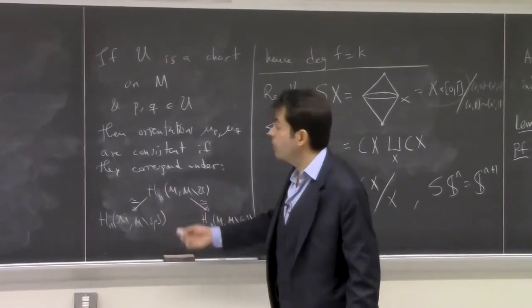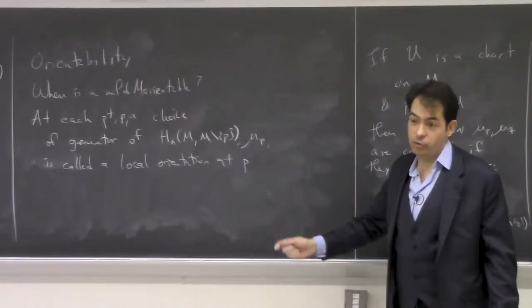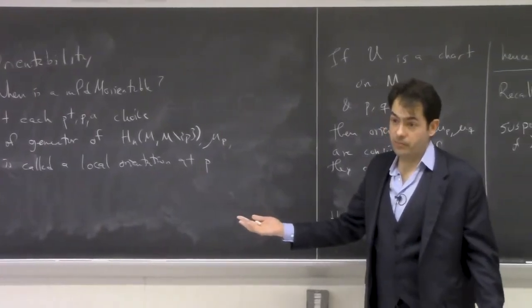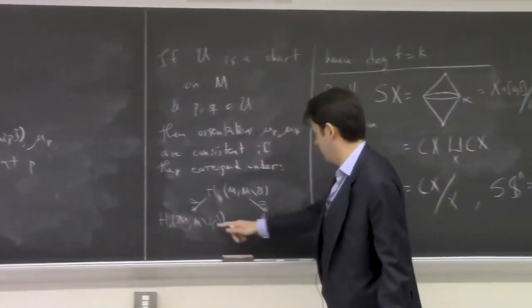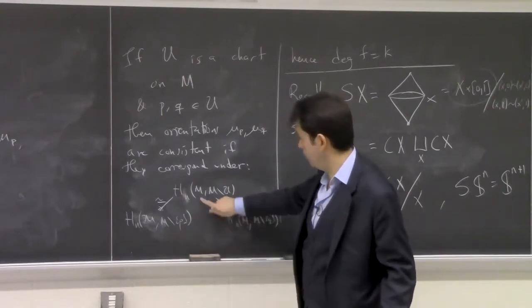If 1 goes to 1, well, I mean, here you might have chosen, I mean, we've fixed generators, so you might have chosen -1, all right? But yeah, so if 1 goes to 1, where 1 is the generator here.